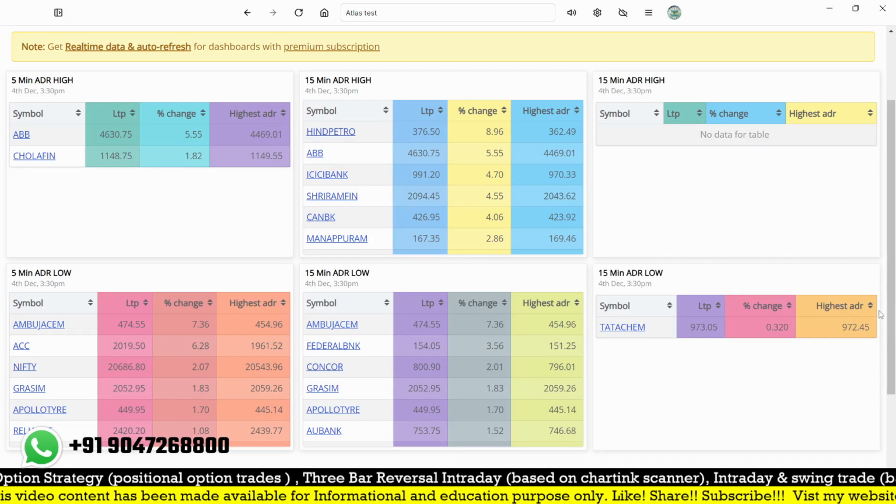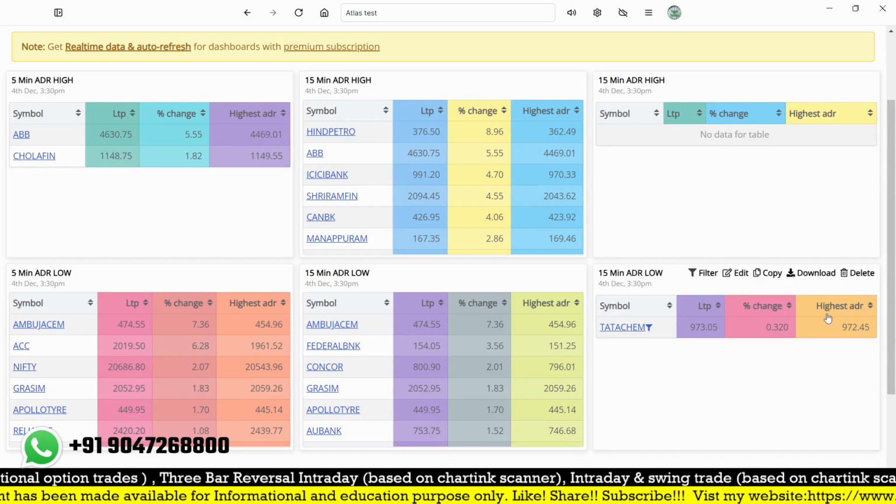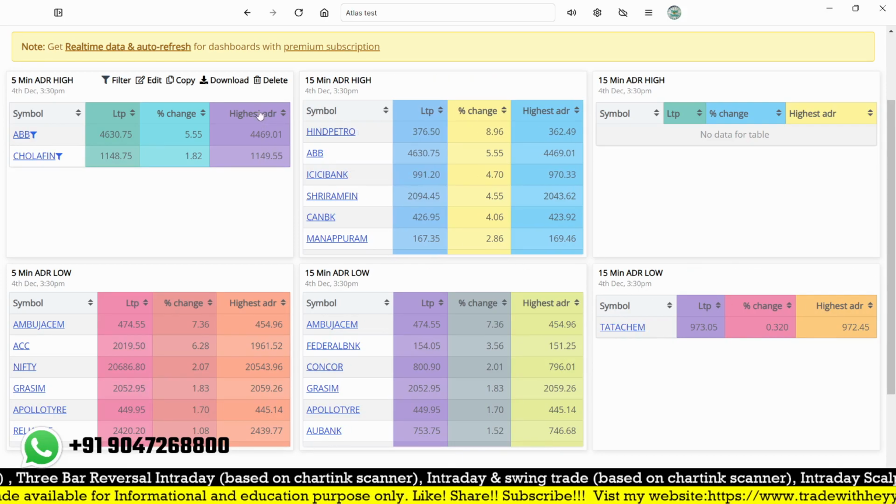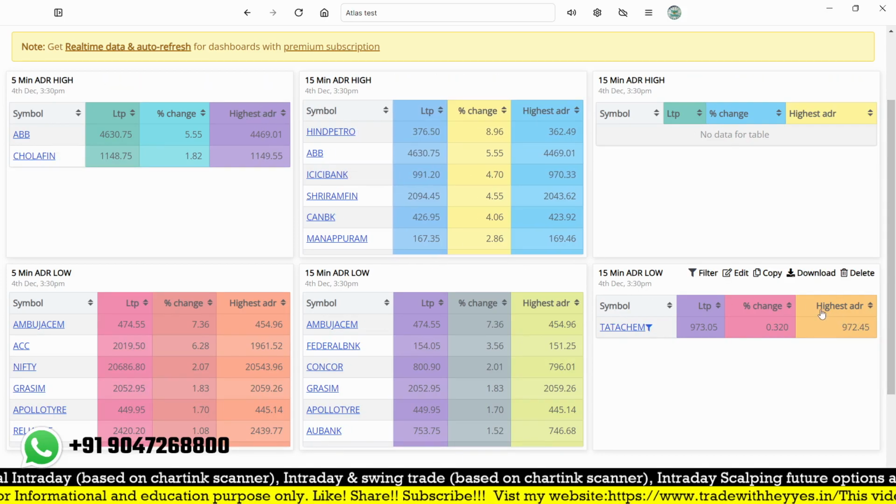We are only making the name. So it is a title name, and we can change it to lowest ADR. Here it says highest ADR, but it should be lowest ADR.